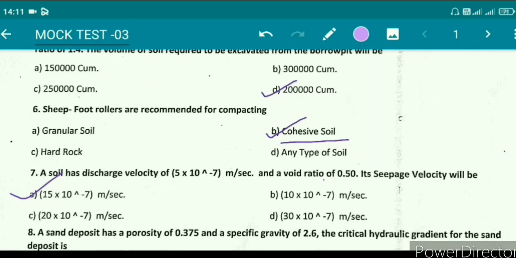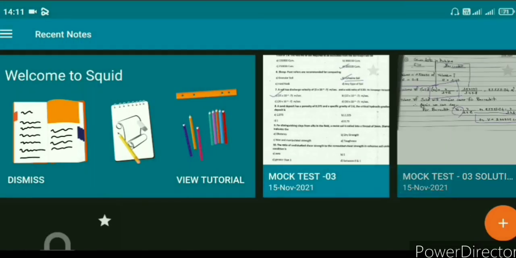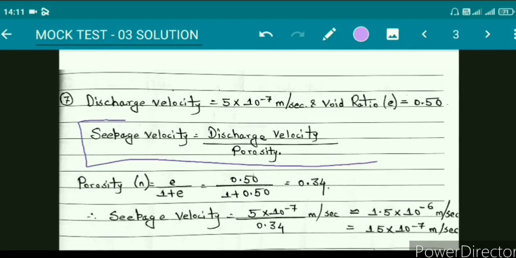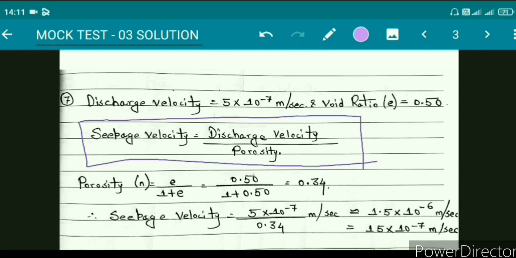So to get the answer for that particular question, we have a very useful formula between the seepage velocity and discharge velocity, which is seepage velocity equals discharge velocity divided by the porosity, right? We all know the relation between the porosity and void ratio, which is n equals e by 1 plus e. In the question the void ratio is already given, so by substituting that value, we can easily evaluate the porosity, which is 0.34, right?